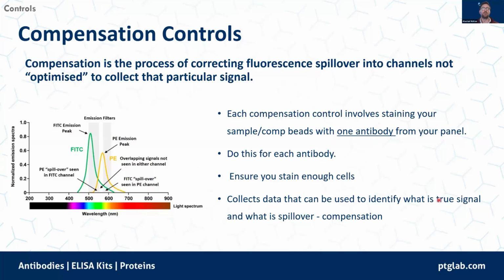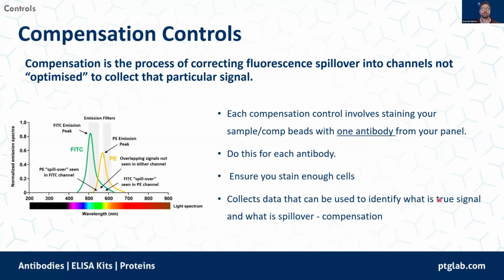So when you're running compensation controls, it will involve you using one antibody from your panel to stain your sample, and you do that for each antibody within your panel. So if you have a panel of 10 antibodies, you're going to have 10 compensation controls and an unstained control as well. So you do that for each antibody.